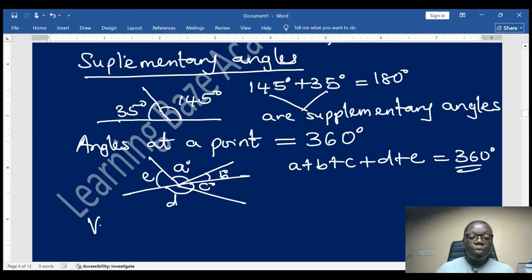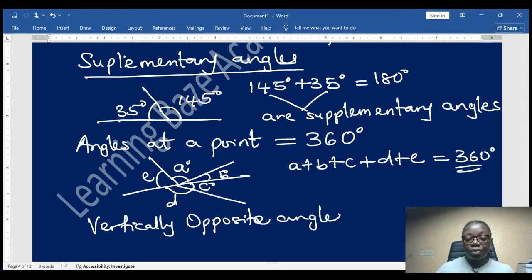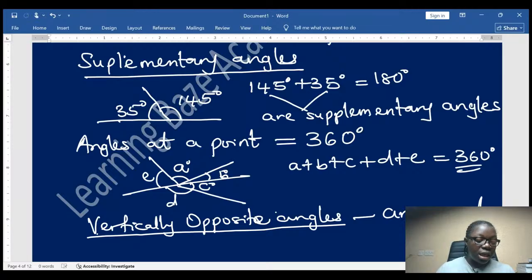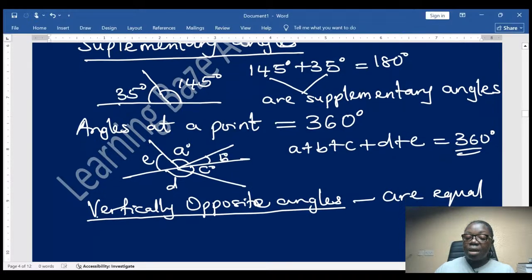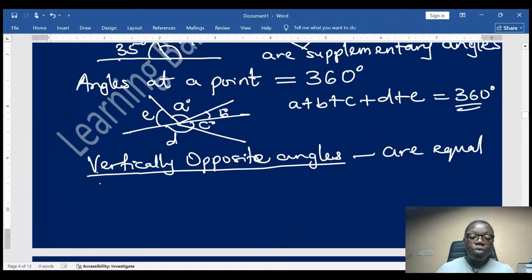Remember that we touched on a particular type of angle last time, and that angle is what we call vertically opposite angles. They are equal. I will show you how they look so you can recognize them. Vertically opposite angles are equal. We call them X angles.